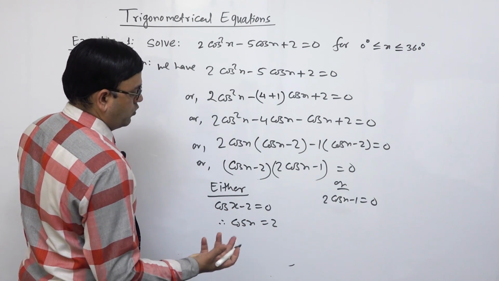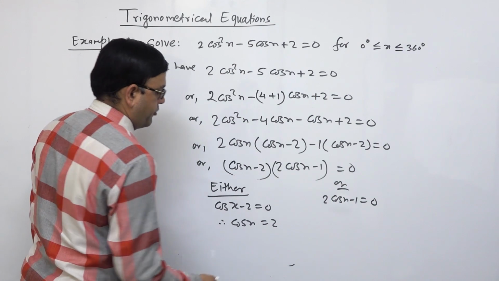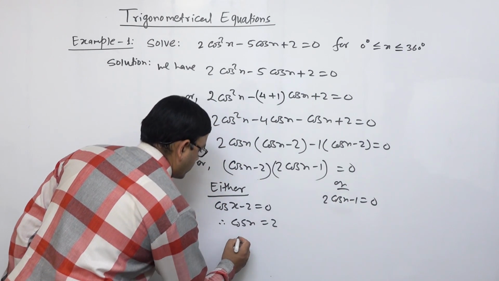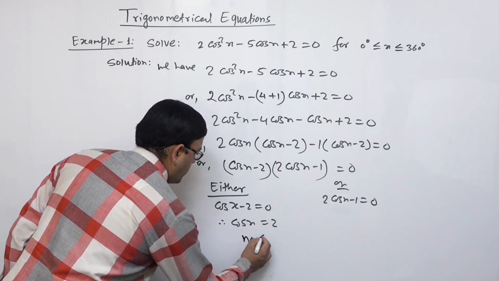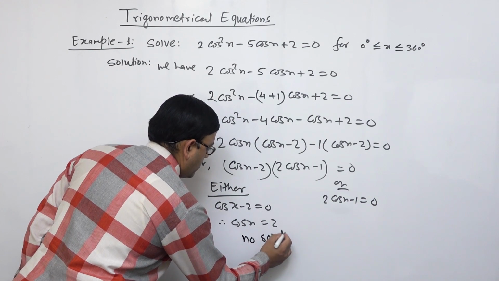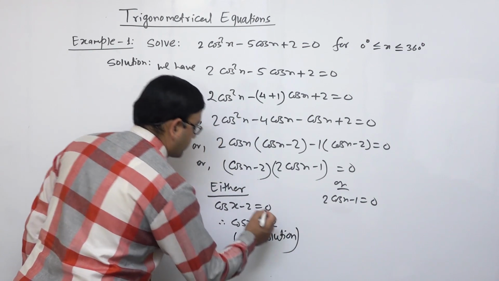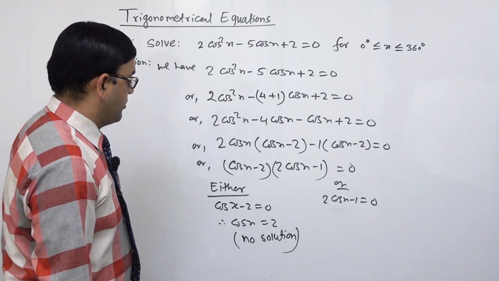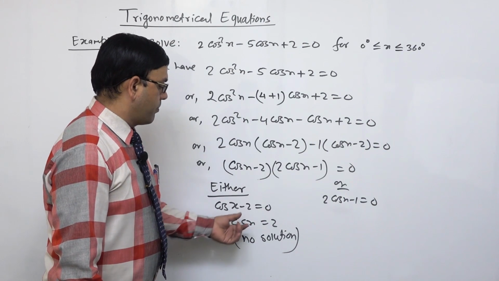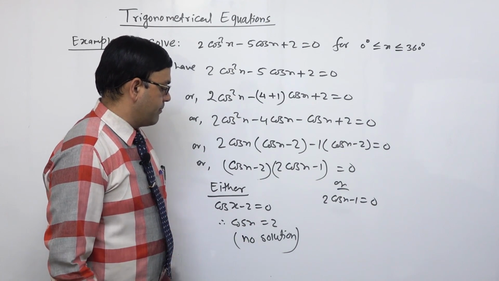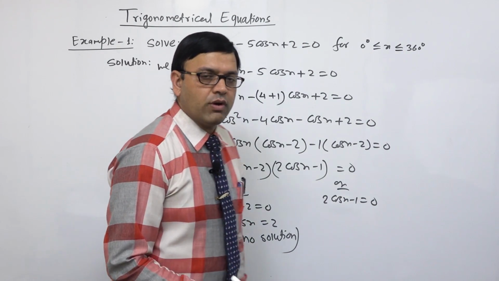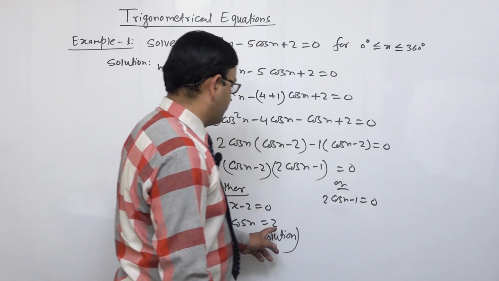Cos x is equal to 2 has no solution, so we can write no solution, because the value of cos x must be from -1 to +1, but here it is 2.